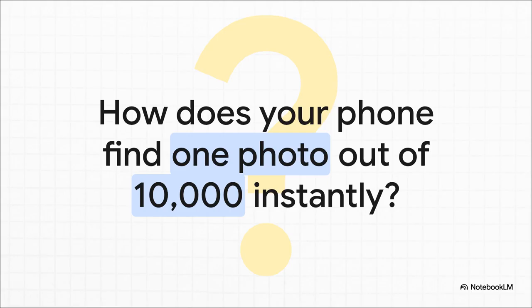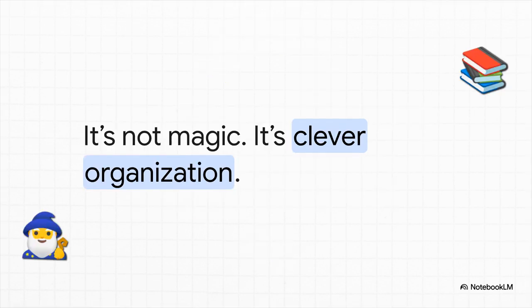Seriously, think about this for a second. You're scrolling through your photo gallery, right? And thousands of your pictures just load. Seamless. You type in a friend's name and bam, a photo from 3 years ago pops right up. Is that magic? Nope, not even close. The secret is just an incredibly clever system of organization.